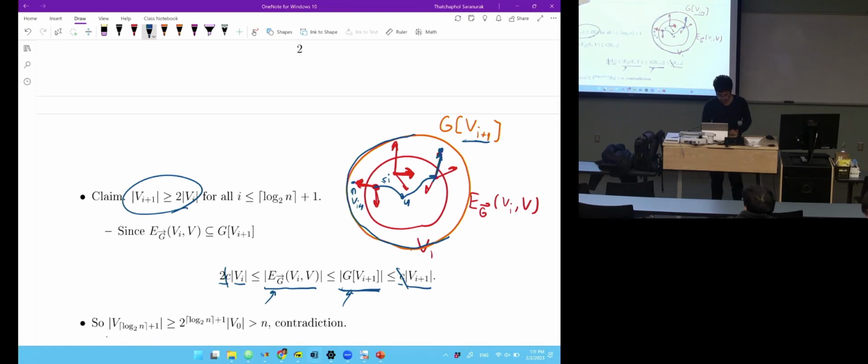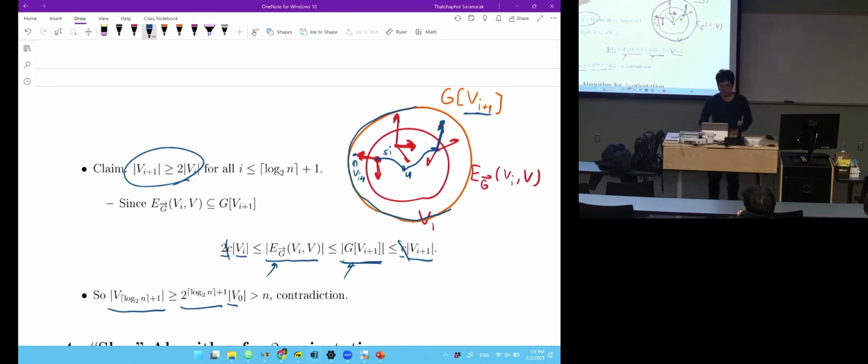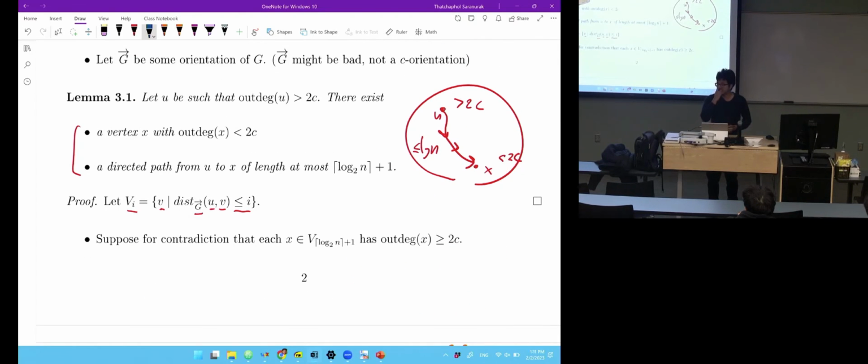Now this means that the size of this is at least this thing, doubling each time, times V_0. V_0 is at least 1. That's more than n. That's impossible. So that's why this lemma must be true. That is, given any node U, you must be able to find some node close to you such that the outer degree is small.